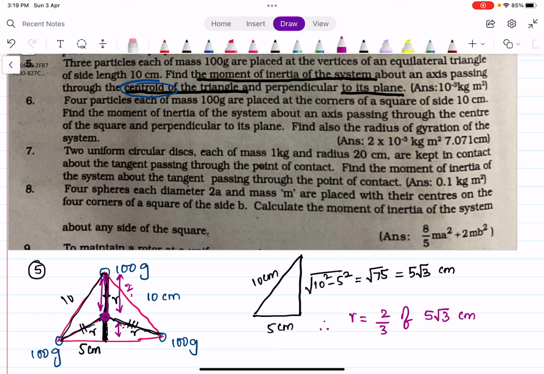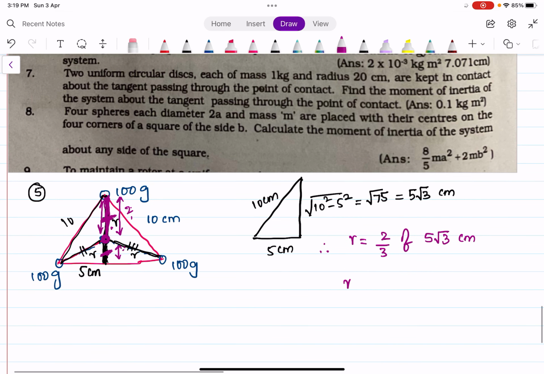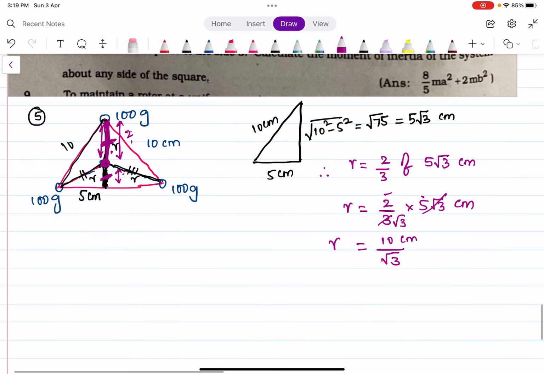Once again, the centroid is distributed in such a way that this would be divided in a 1:2 ratio. This would be one portion and this would be two portions of length. So out of three parts, this will be two parts and this will be one part. We need to find 2/3 of the total distance, 5 root 3 centimeters. That R is equal to 2/3 of 5 root 3 centimeters. That is 2 × 5, 10 centimeters divided by root 3, and 1 root 3 cancels, 10 by root 3 centimeters. R is equal to 10 by root 3 centimeters.